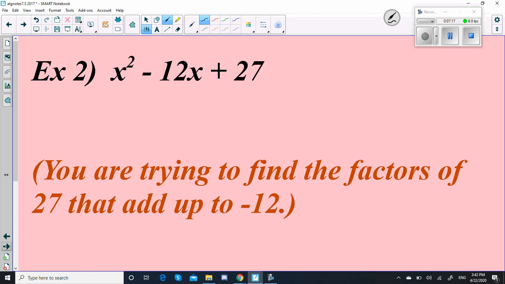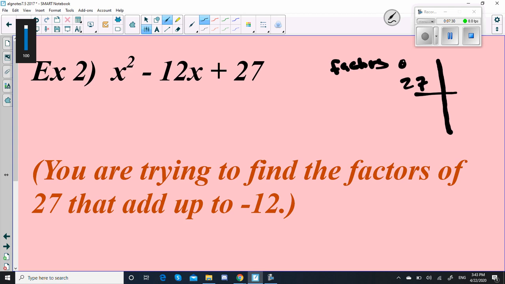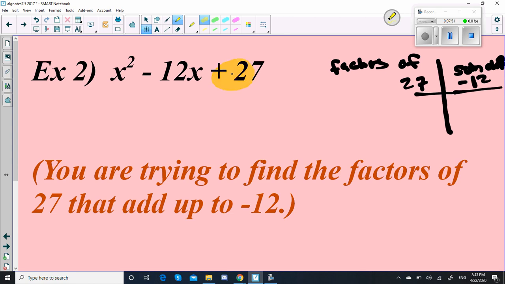Okay, number 2. This time I'm looking for factors of 27 because that's my C back here. So factors of numbers that multiply out to 27 that give me a sum or difference, and I have to abbreviate that, of negative 12. So this time we're going to have to deal with negatives. I know that because this is a negative 12 right here. So remember what I'm looking for: factors of the back number 27, that's C, that give us a sum or a difference of negative 12.